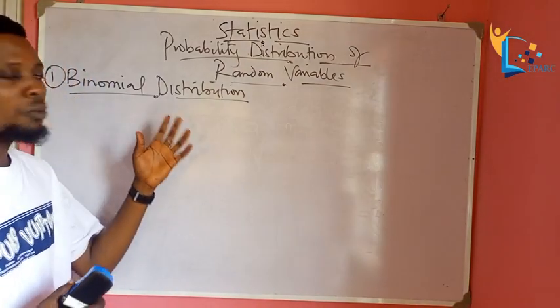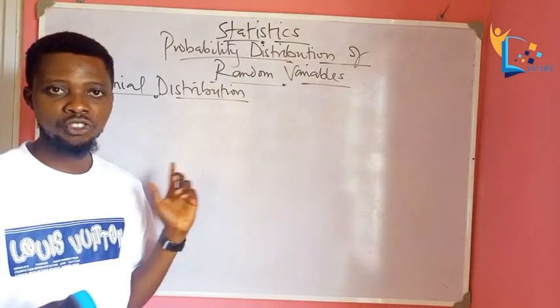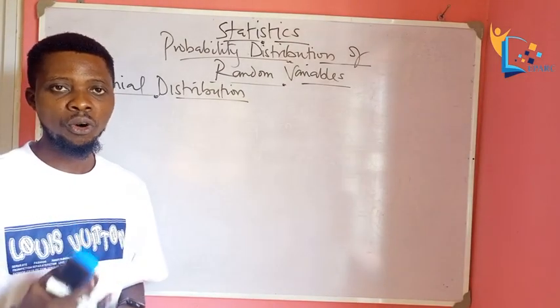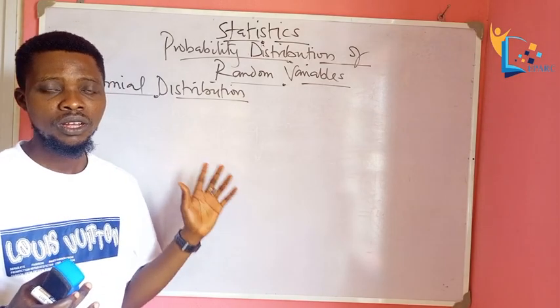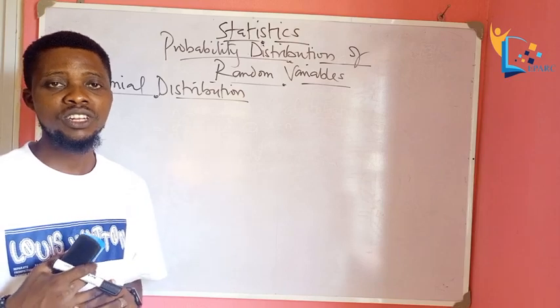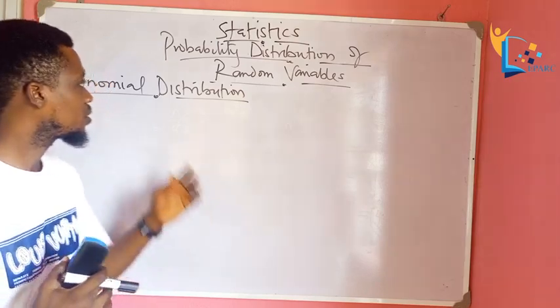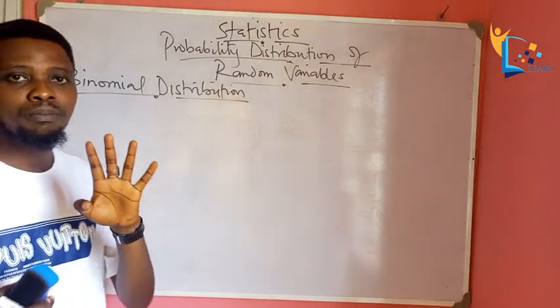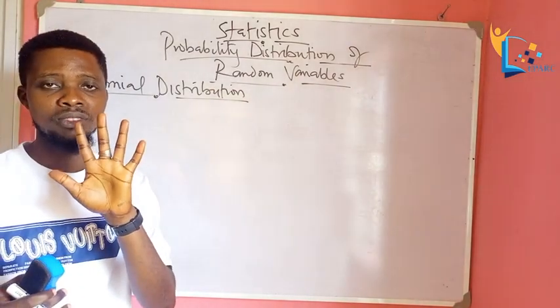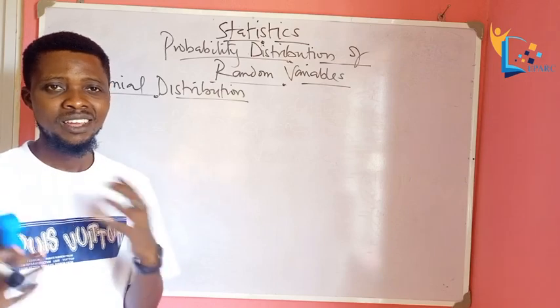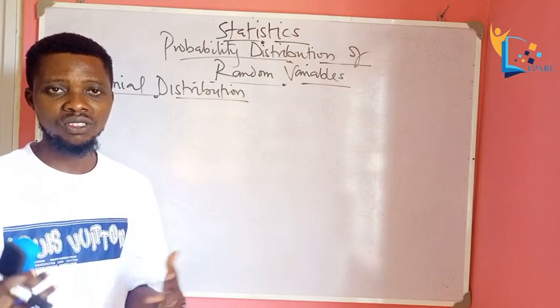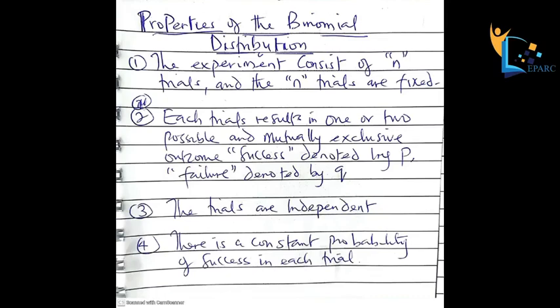Okay, so now we're going to be looking at the properties of the binomial distribution. We're going to be looking at the formula, and at other concepts that will help us to solve the binomial distribution and other discrete variables. Now, there are four basic properties. I'm going to display them on the screen so that you can write or read, but in order to save time, I'm just going to give a summary of them.